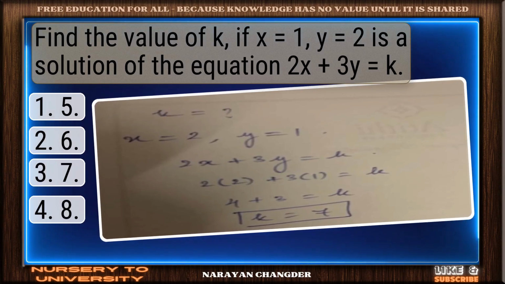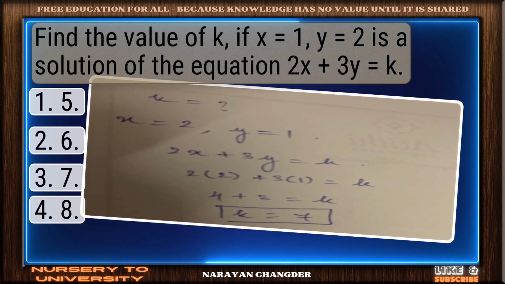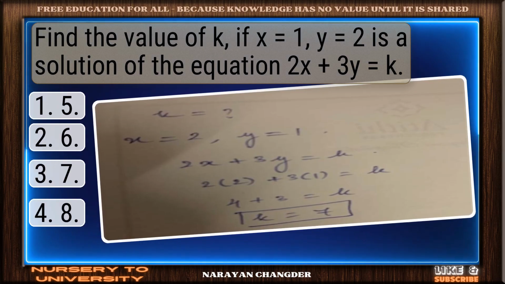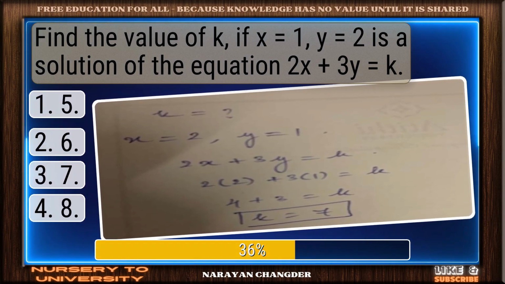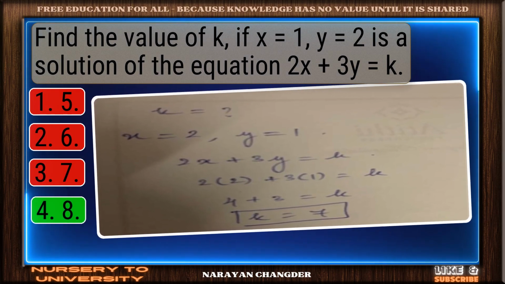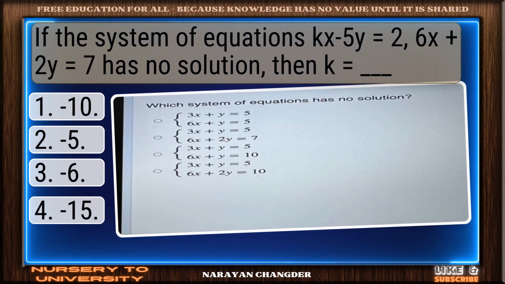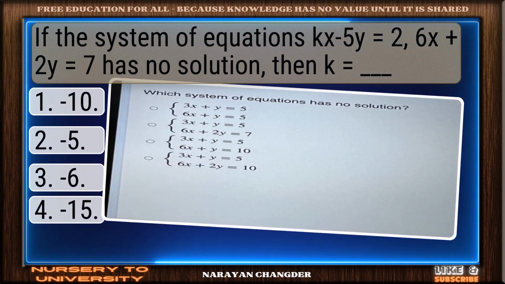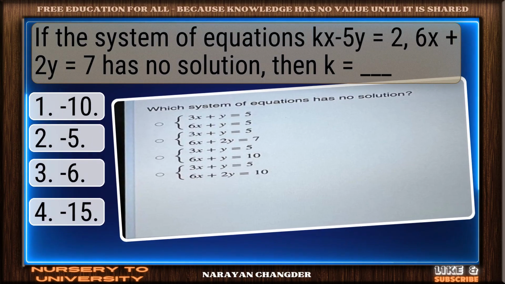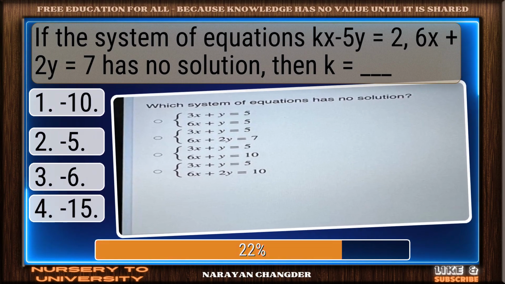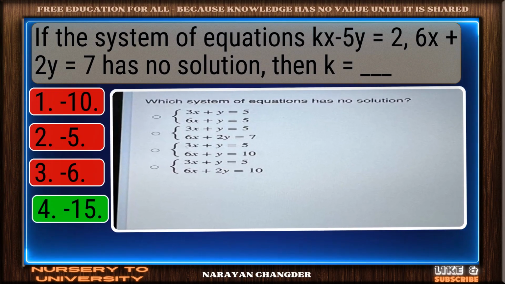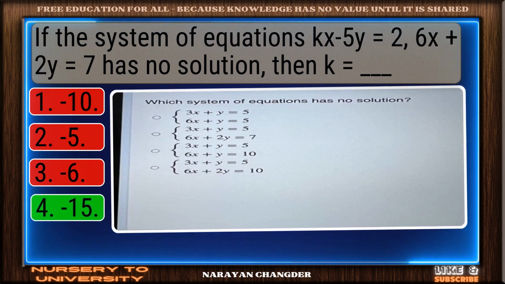Find the value of k if x equal to 1, y equal to 2 is a solution of the equation 2x plus 3y equal to k. Nicely done. 8 is solid. If the system of equations kx plus 5y equal to 2, 6x plus 2y equal to 7 has no solution, then k equal to dash. On track, 15 is correct.